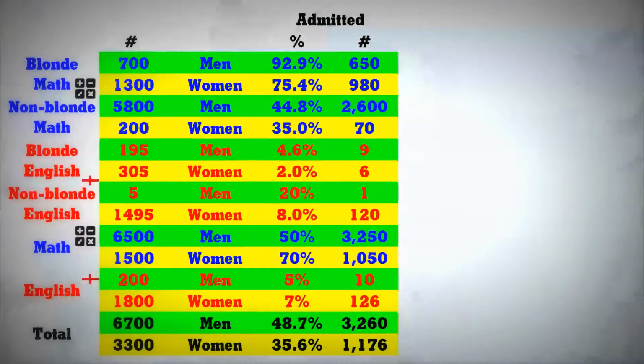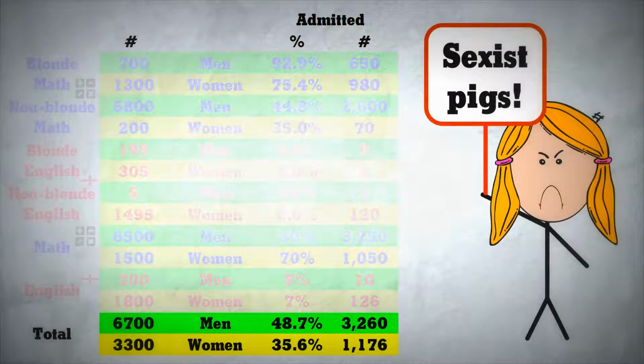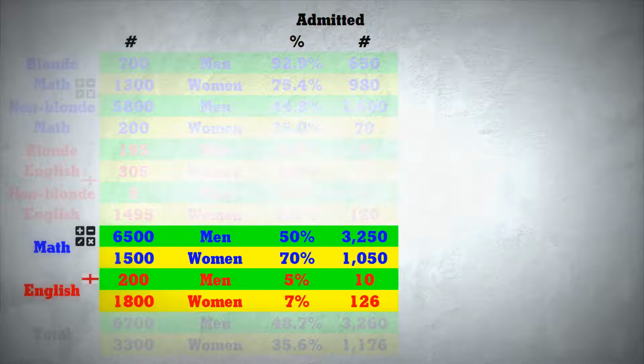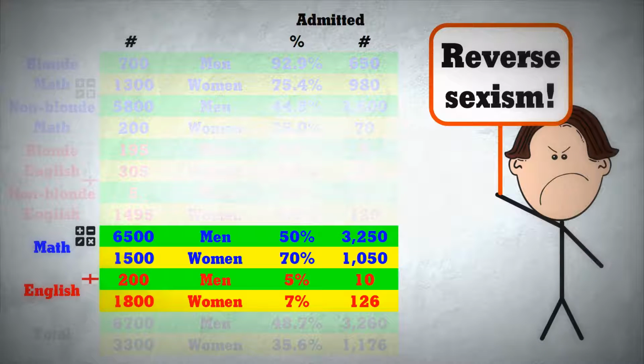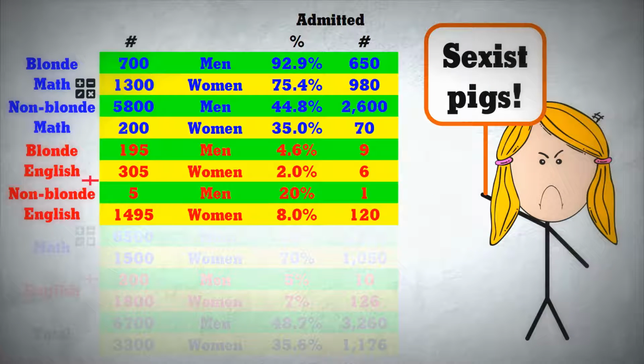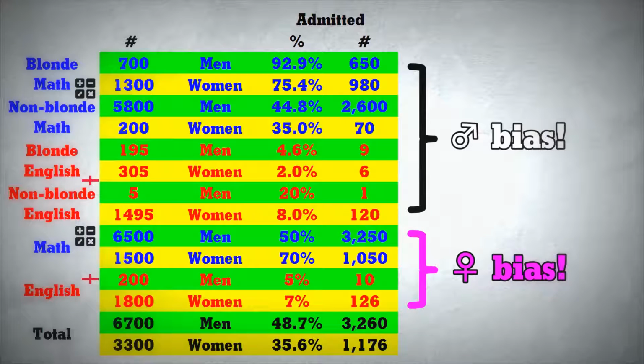Altogether then, when looking at the university as a whole, men are more likely to be admitted. Sexist pigs. But when looking at each of the 2 departments, women are more likely to be admitted. Reverse sexism. And when looking at each of the 4 blonde department categories, men are once again more likely to be admitted. Sexist pigs. This is an example of a double Simpson's paradox.